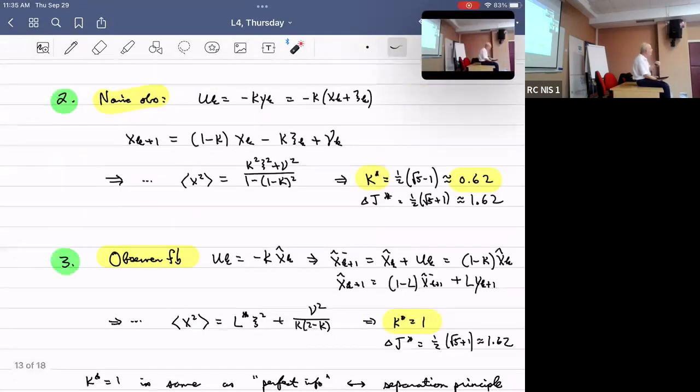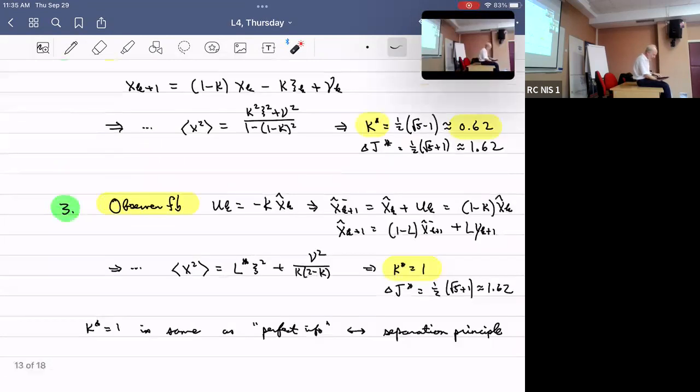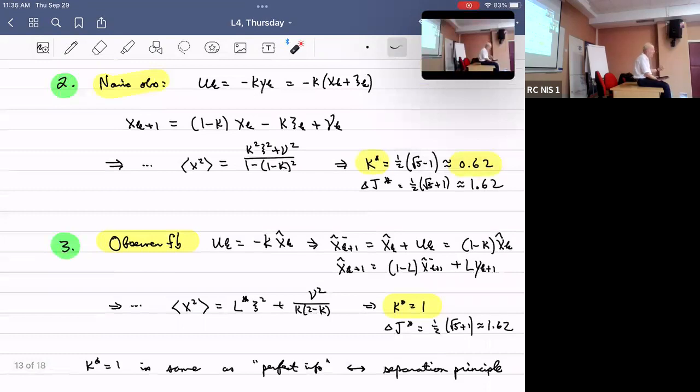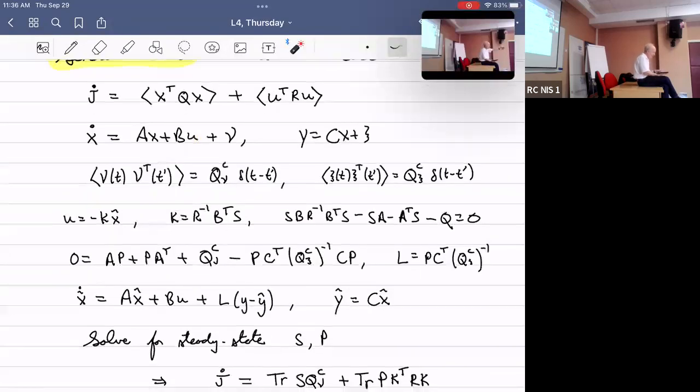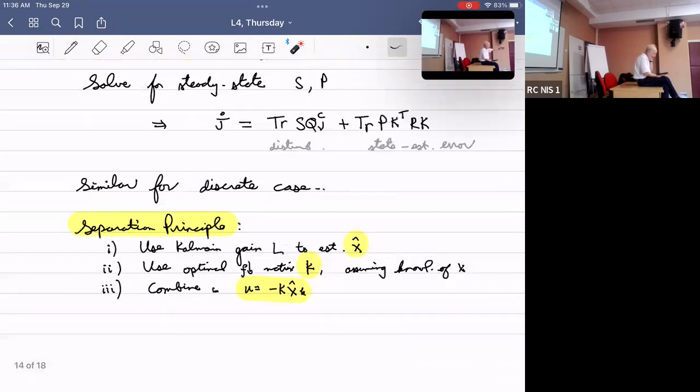And then you can do this with the whole observer structure that we just sketched out and show that it is optimized with the same gain that you would get from the naive picture, although the variance is still higher because of your noise sources. That's to just illustrate this separation principle, and then of course you can go through the general formalism. Again, the algebra is not so pleasant, but the end result, as I said, is quite simple.